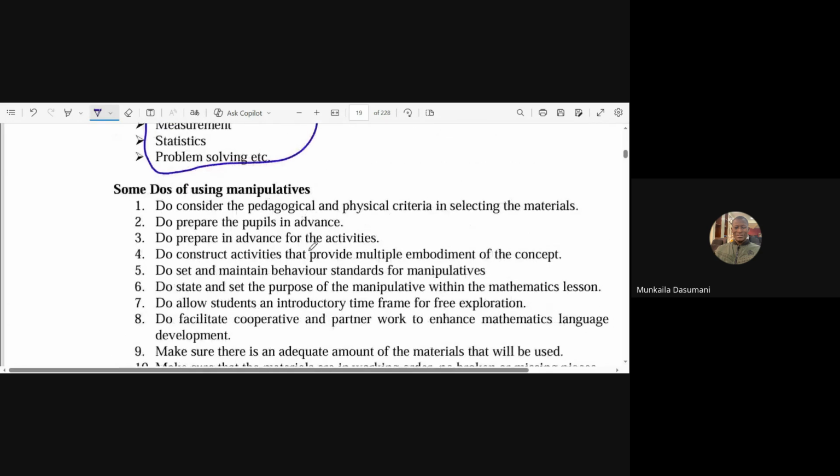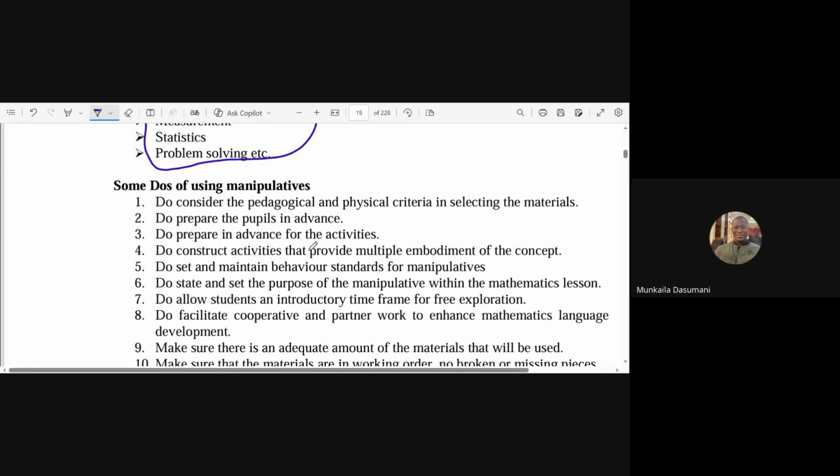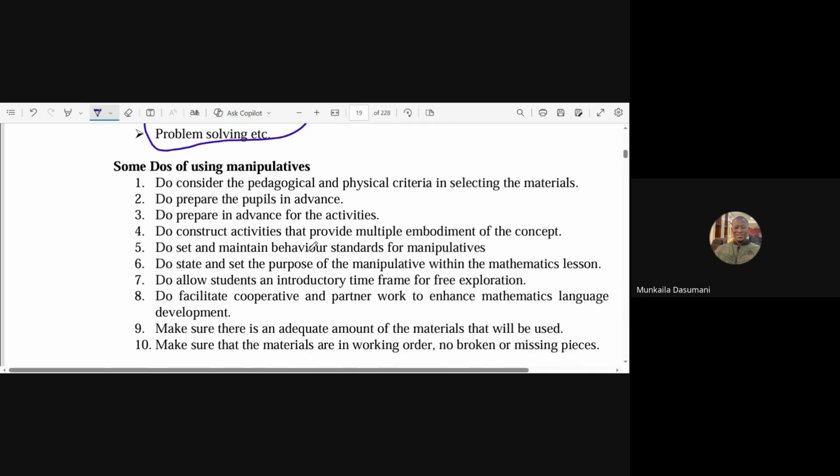Let's look at some of the do's of using manipulatives. Maybe 3, 4 is okay. Some of the do's of using manipulatives, I need 3, 4 people to talk. We can now move.